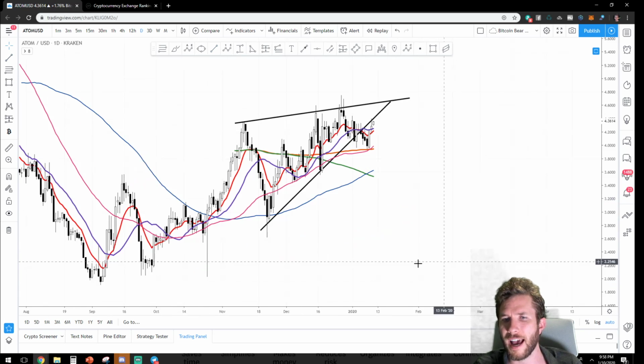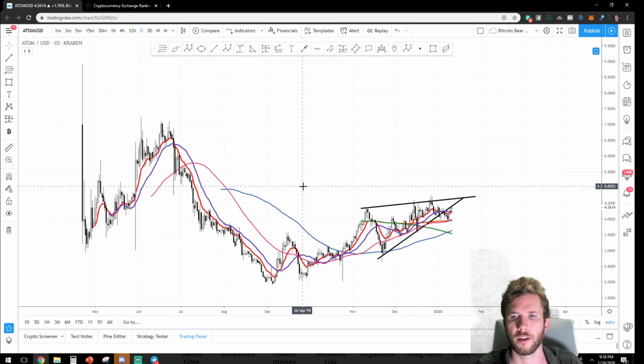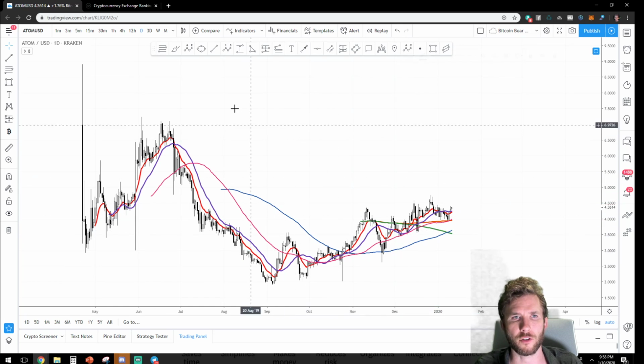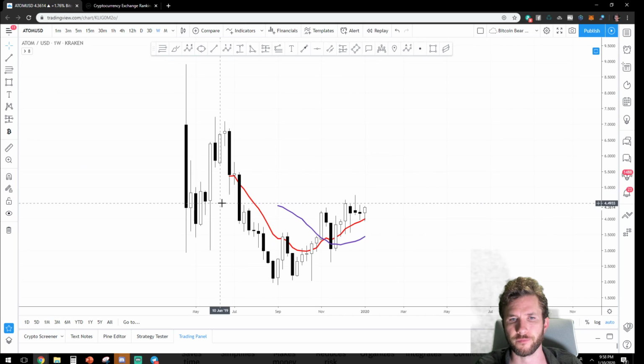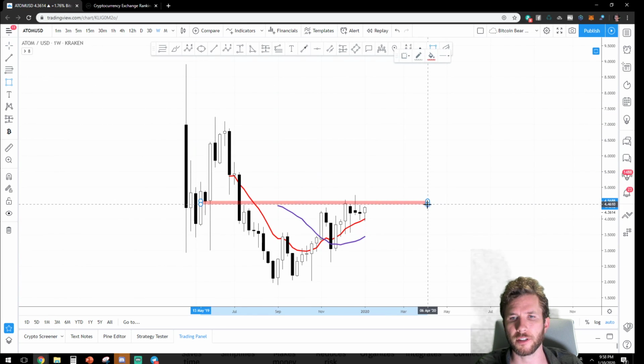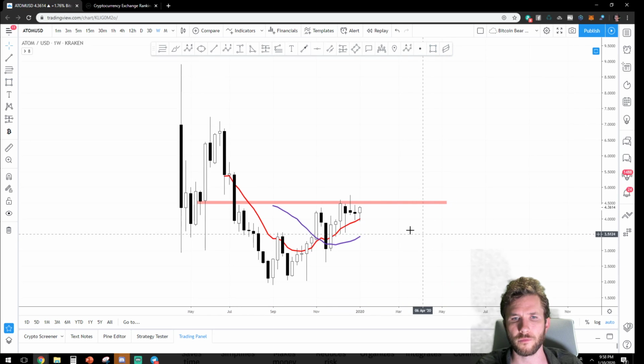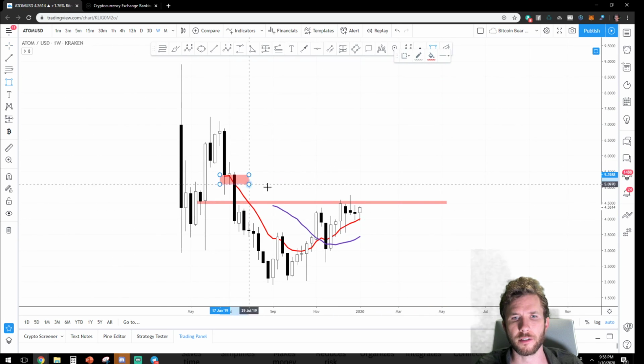So Adam was added to Coinbase. So we've got a couple different things. Let's take a look at the weekly first. Let's mark off our weekly levels. So lots of resistance in this level here. And then we've also got this level up here.